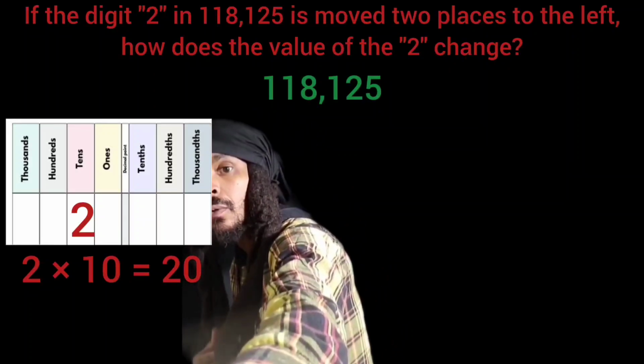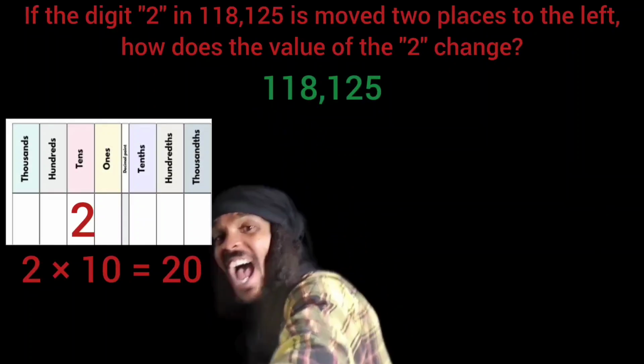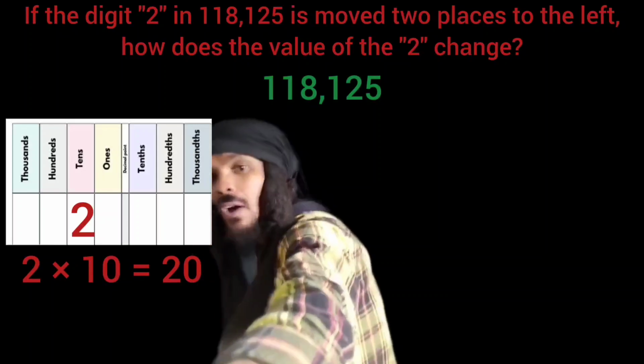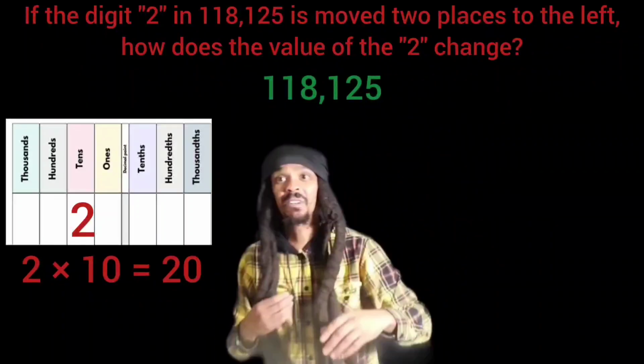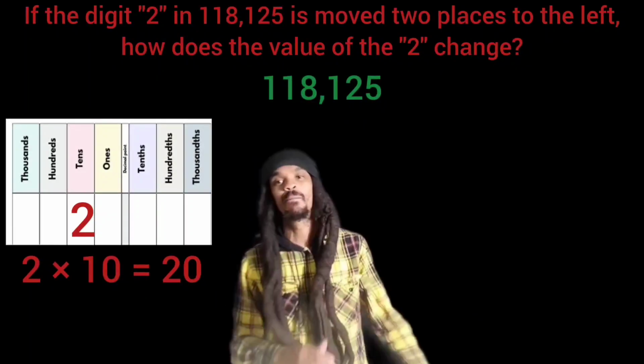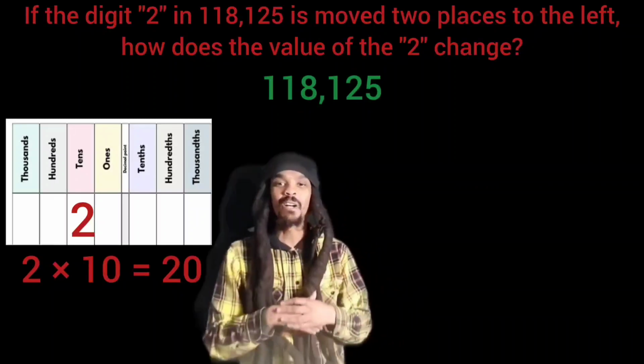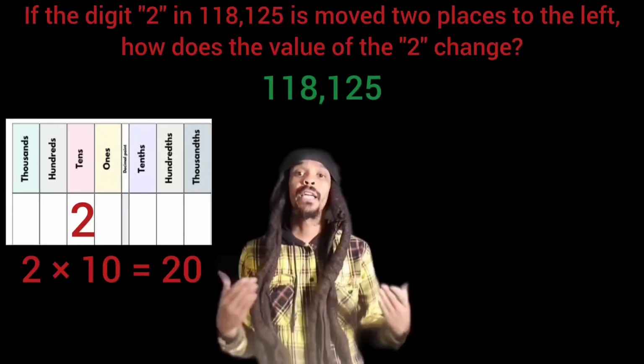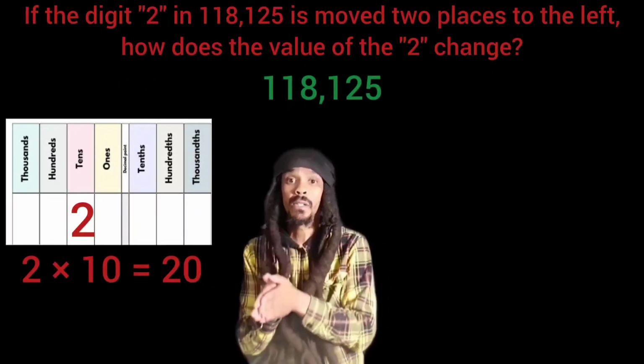Okay? But our question is, how does the value of that digit... Sorry, I had to look at the question. Okay, sorry. How does the value of that 2 change when it's moved 2 places to the left?